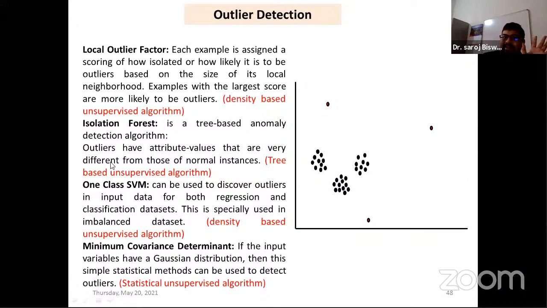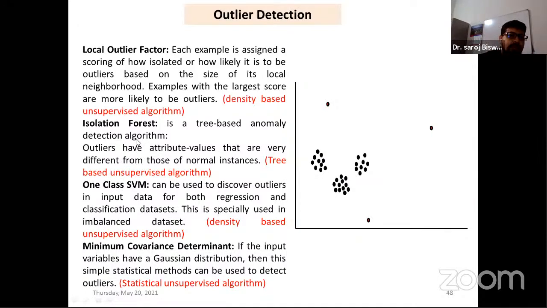Already I have written here some special characteristics. If the attribute values are very much different, because one sample is characterized by attributes, and the attributes are characterized by different attribute values, then in such a scenario you can apply isolation forest. That's why data visualization and data exploration is very important to select the model.